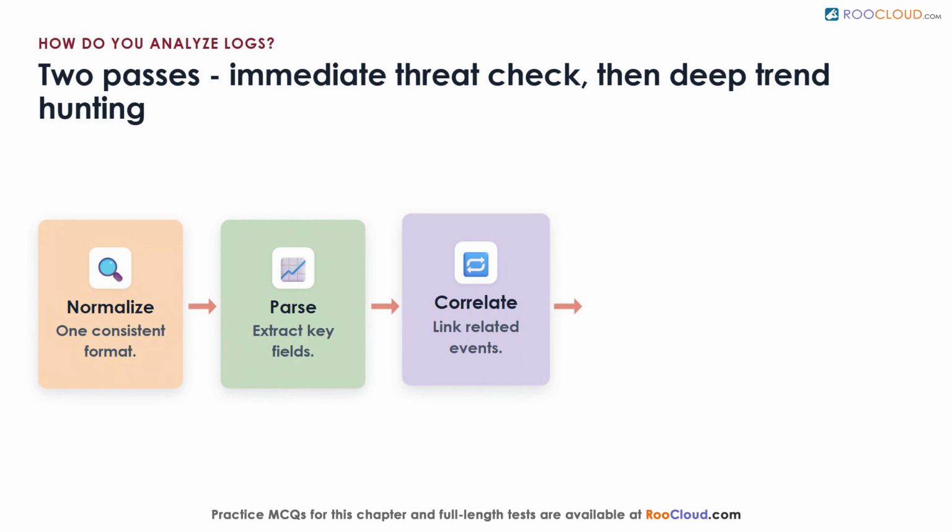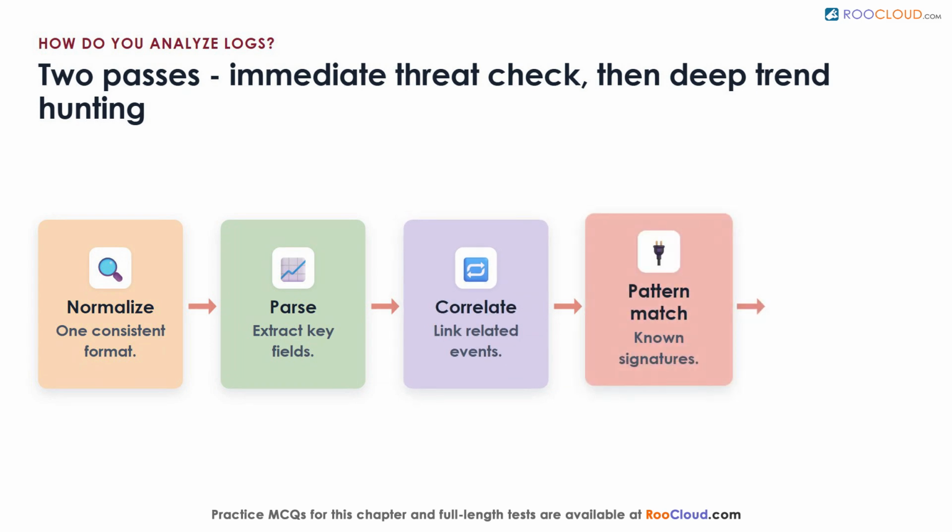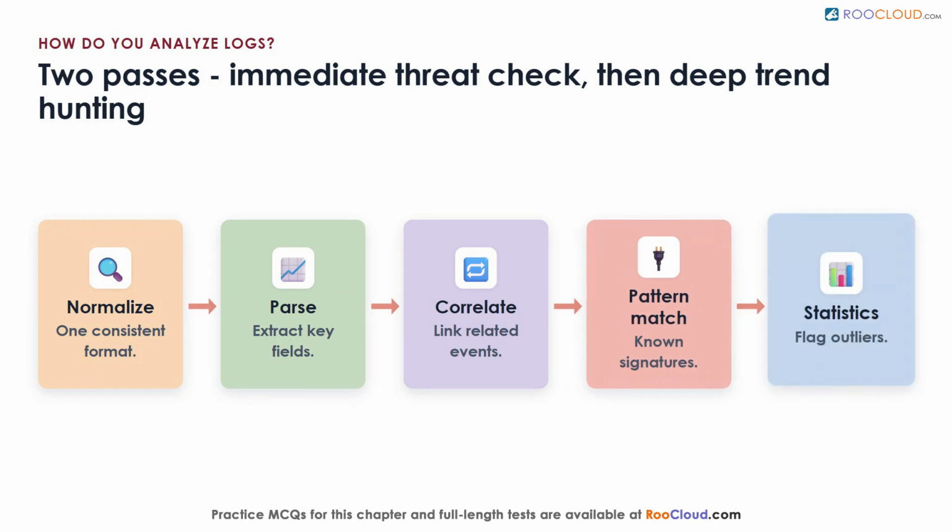Parsing pulls out the fields that matter. Then correlation links related events together. That reveals connections a single log would hide. Pattern matching hunts for known attack signatures, and statistical methods flag outliers and odd behavior. Think of it as turning noise into a story.